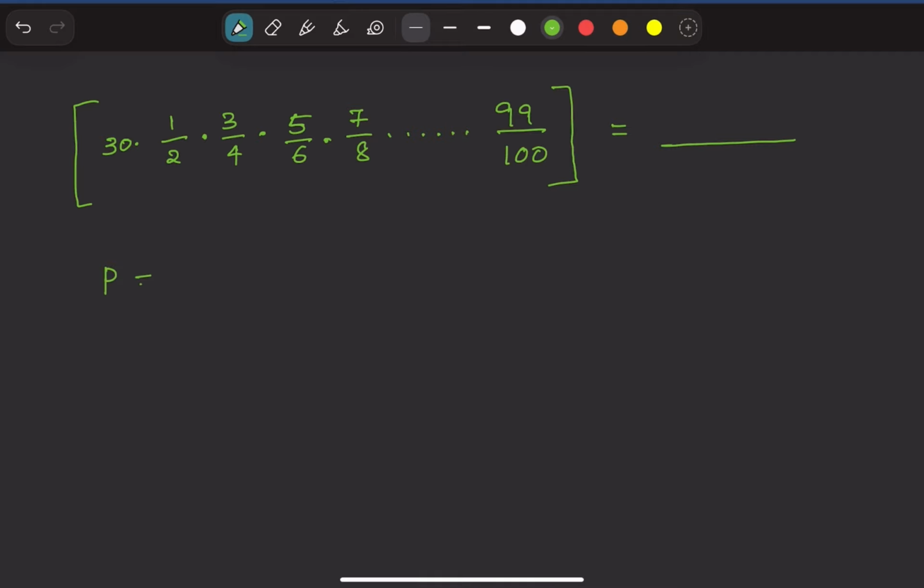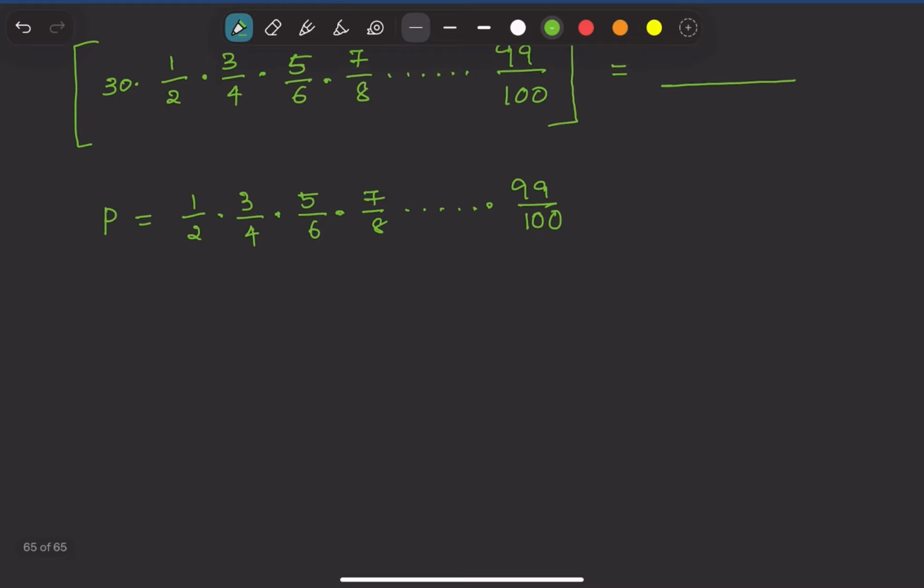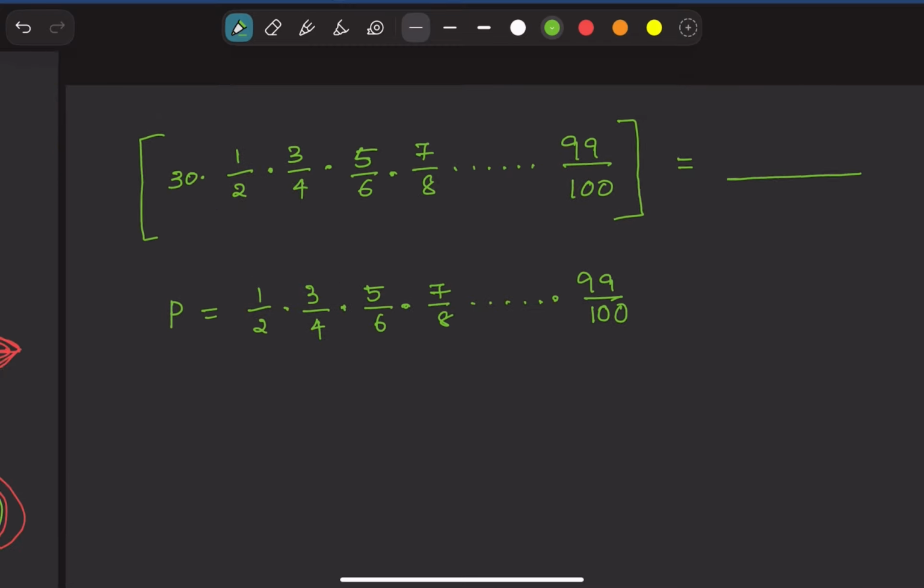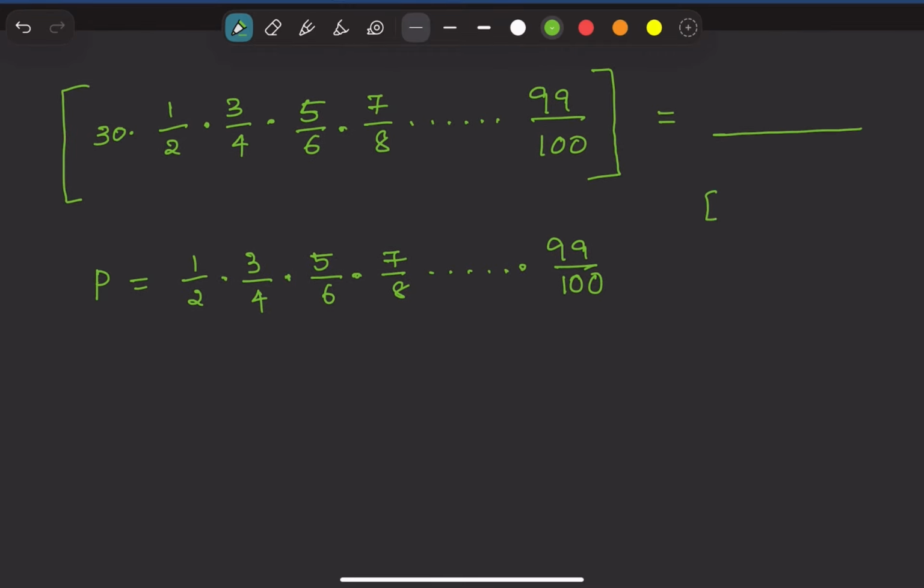Now let us consider P equals 1 by 2 multiplied by 3 by 4 multiplied by 5 by 6 multiplied by 7 by 8 and so on, multiplied by 99 upon 100. And now we have to find the integral part of 30P. We have to find the integral part of 30P. This is the task at hand.